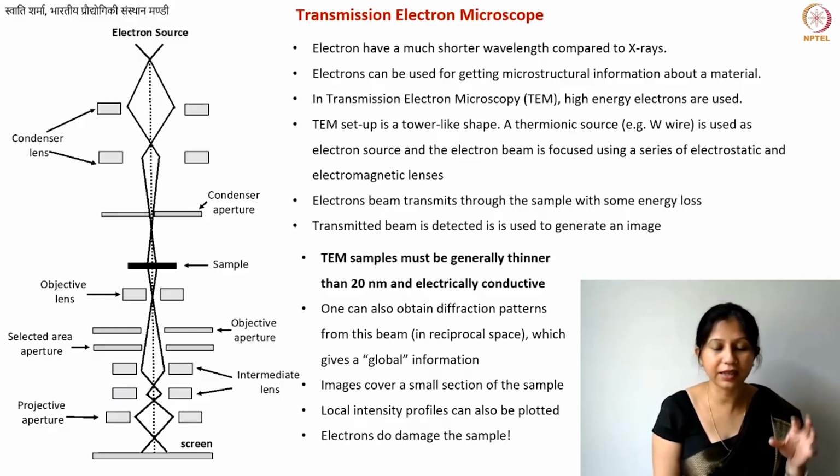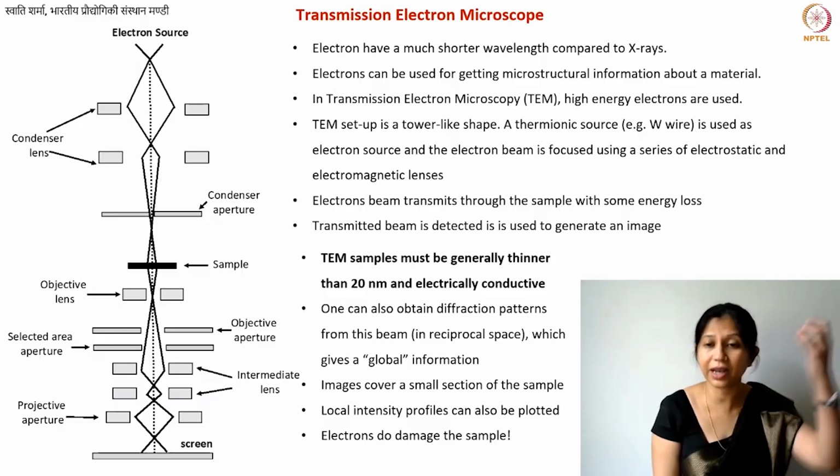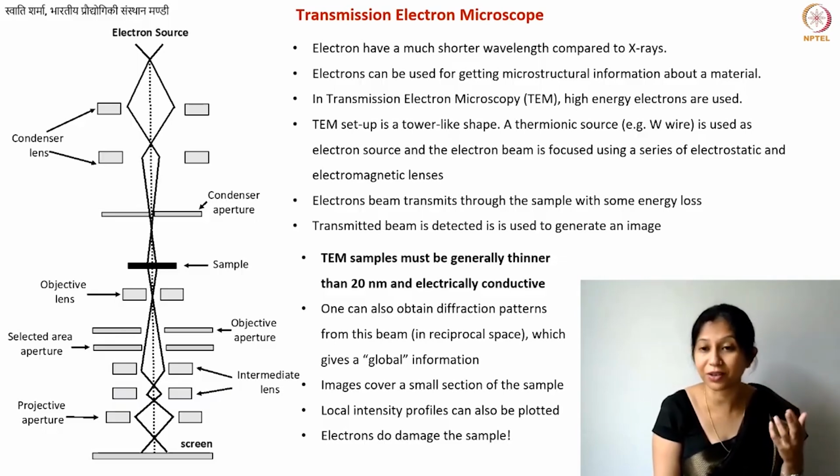But let's say it is a pyrolyzed polymer, for example. In that case, these materials may not be electrically conductive, and one condition for TEM analysis is that you need to have an electrically conductive sample. The electrons need to go through it. So you can imagine that you need something that allows the transport of electrons, right?